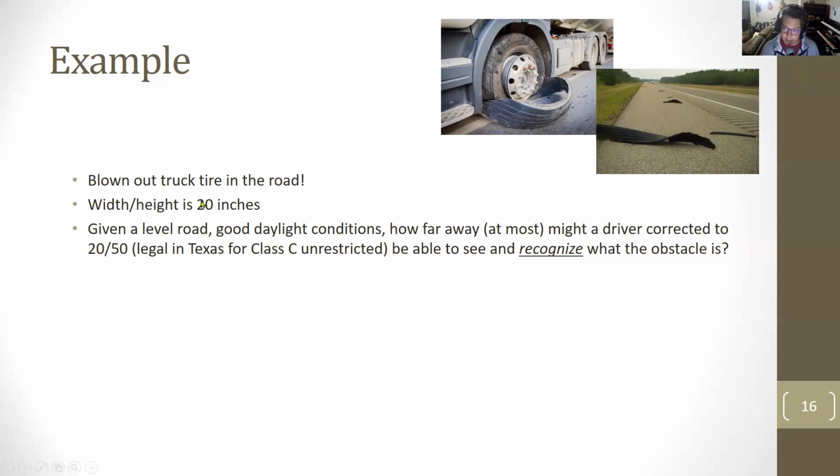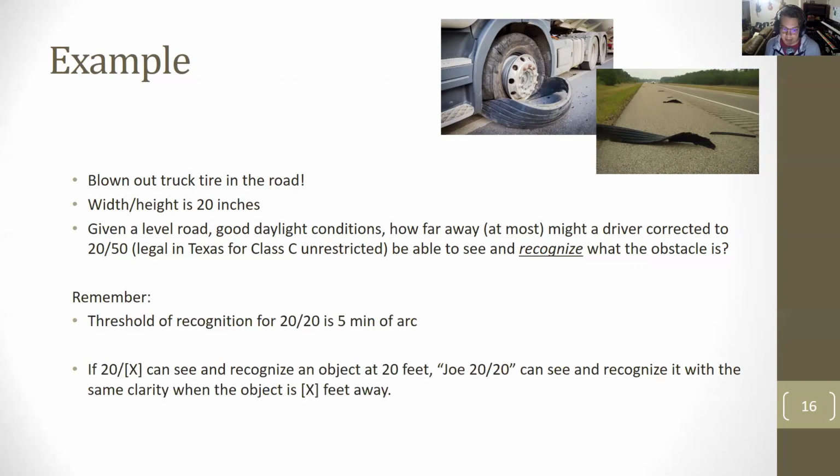This is what we need to see at a distance D. And so the question is, how big is H? If H is set as 20 inches, what is the value D at which we will be able to see and recognize it? And we know that it must subtend the threshold of recognition. Okay. So we know if somebody is 20/20, that's 5 minutes of arc. That's our definition of the threshold of recognition, right?